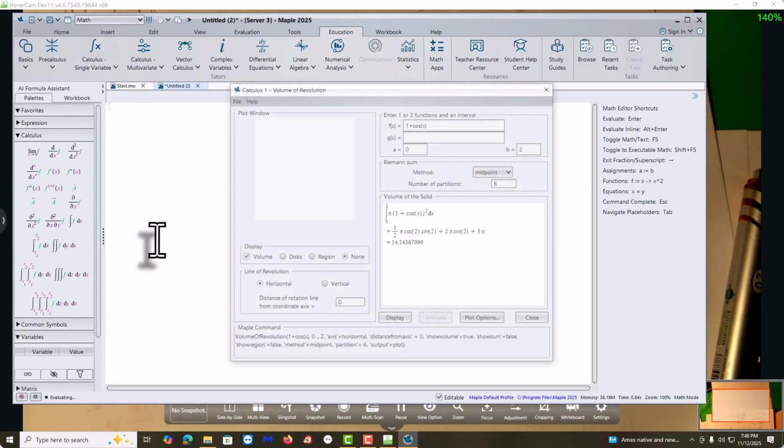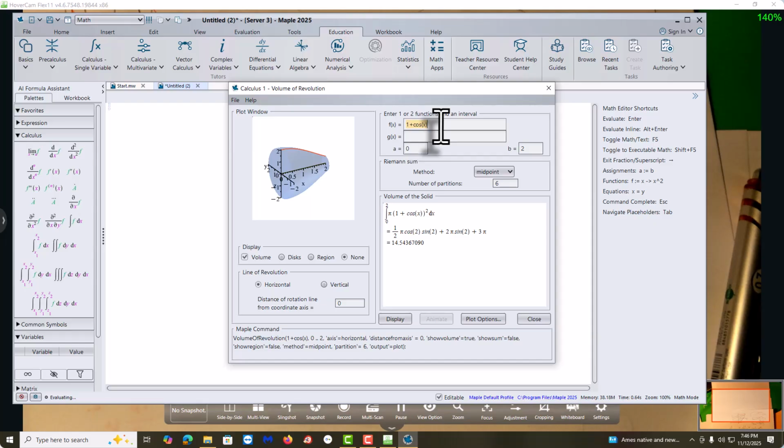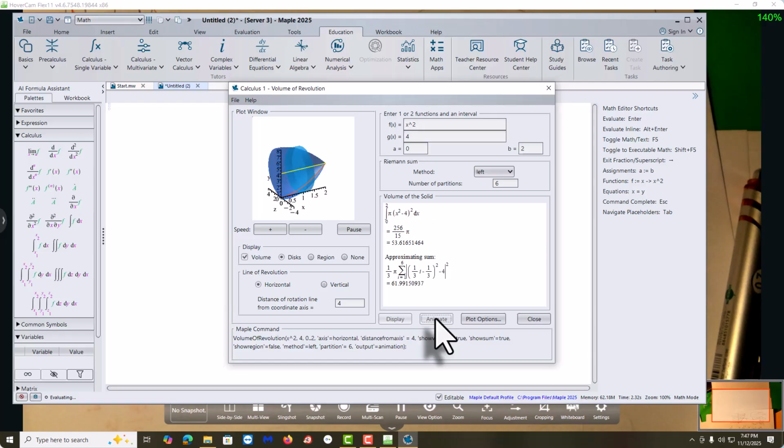I don't want to mess this up. Okay, now this is y equals x squared, and the top line was y equals 4. We went from 0 to 2. I want a disk, a horizontal line, but the horizontal line is y is 4. Now I'm going to go from 0 to 2. Let's use left endpoints. I'm going to hit animation. Now notice when we're done, we're going to have 256 pi over 15 cubic units.